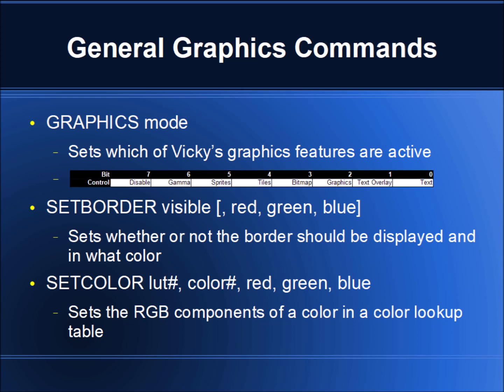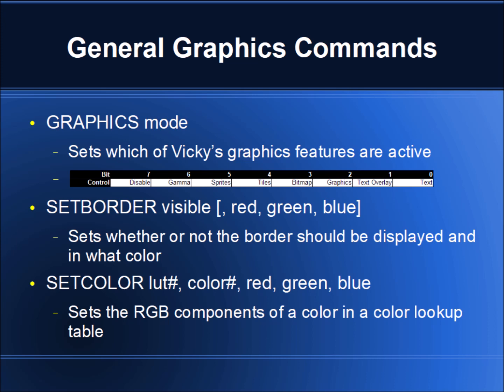Bit 5 turns on the sprite engine, so those are the classic 32 pixel by 32 pixel sprites you can move around on the screen however you like. Bit 6 turns on the gamma correction engine that the Vicky chip has, so you can tweak the color rendition on the screen. And bit 7 is a global disable for the Vicky chip, if for some reason you need to turn Vicky off for some operation. So anytime you want, in a BASIC program, to change how the graphics are being displayed, you're going to use this GRAPHICS command.